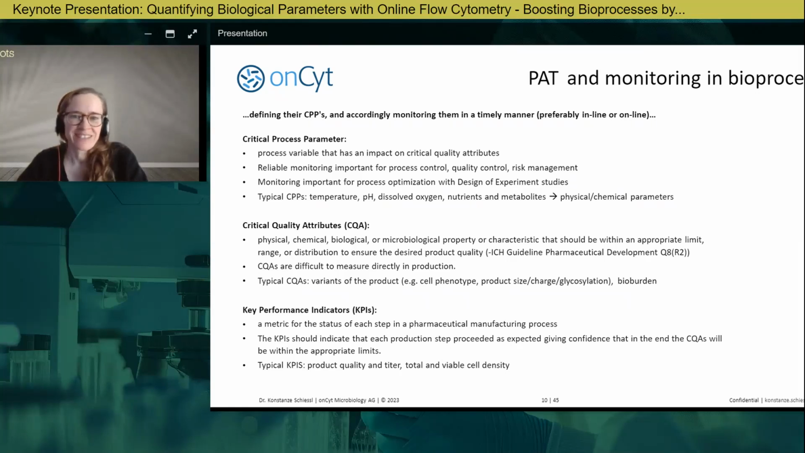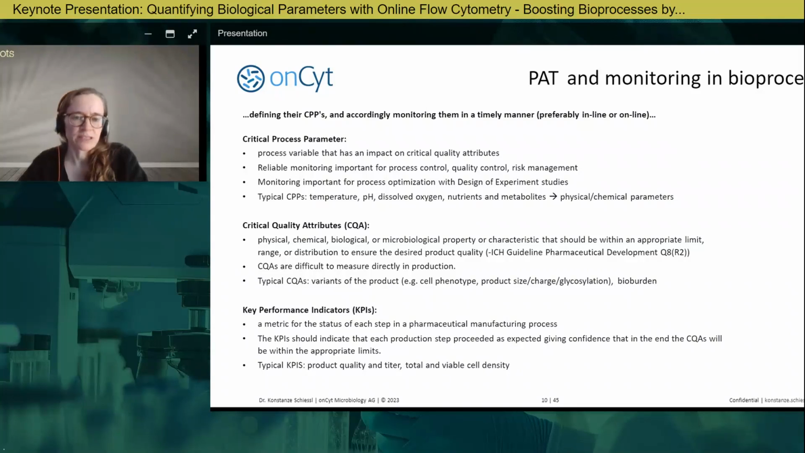Okay, so it goes on that there's not just the CQAs, there's also the key performance indicators. These are also important parts of understanding the process. And they should indicate that each of the production steps proceeded as expected, so that in the end you will meet your critical quality attributes and they will be within range. And so these ones are also harder to measure.